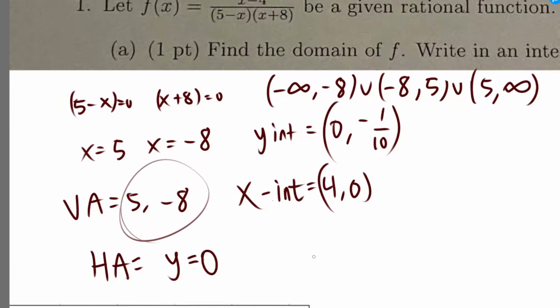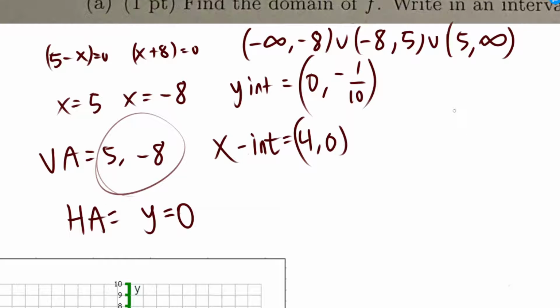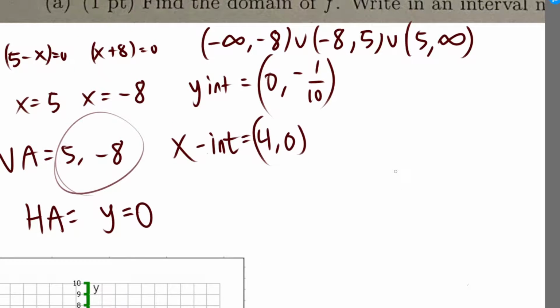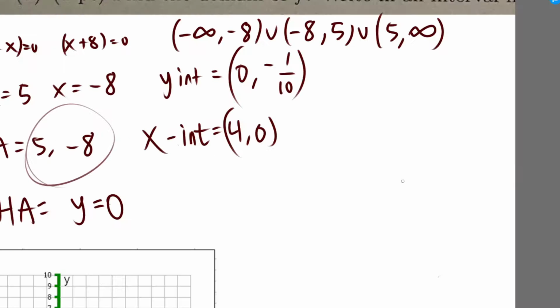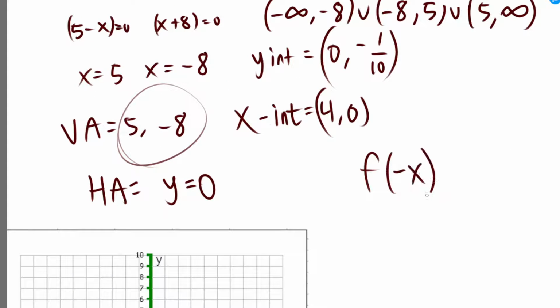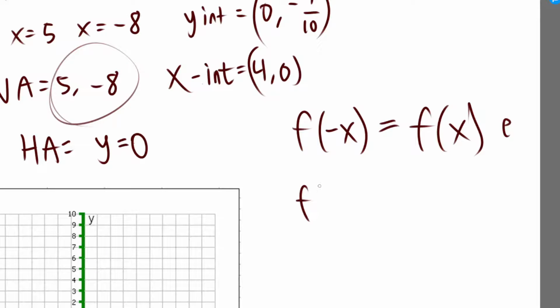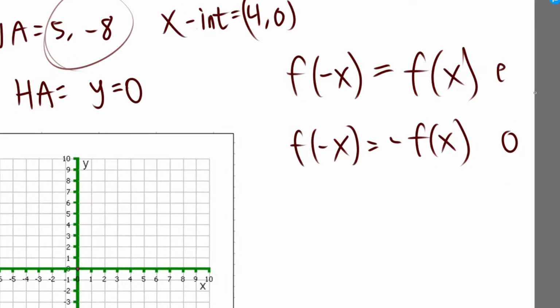And then typically another question that you'll be asked is to test for symmetry. It's also to find the oblique asymptote, but we figured that one out. You just divide and take the quotient. Now we want to test for symmetry. If you remember how to do that, it's basically just testing if the function is even or odd. If it is an even function, which is when f of negative x equals f of x, that would be even. And if it's f of negative x equals negative f of x, then that would be odd.